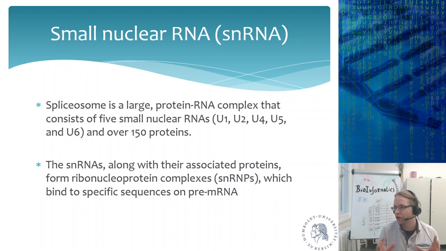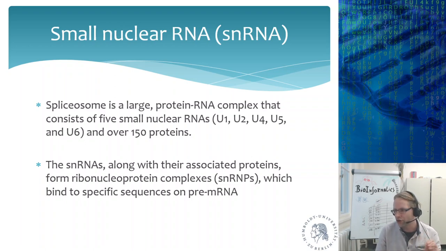Because again, when you splice out the introns from the mRNA to produce mature mRNA, this of course has to be facilitated using RNA, because only RNA can bind RNA. So there's a protein which uses small nuclear RNAs to detect where the introns and the exons are, and then there's a cutting mechanism to cut out these parts.